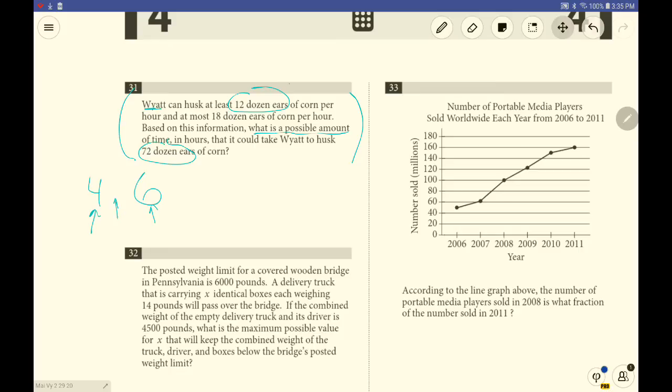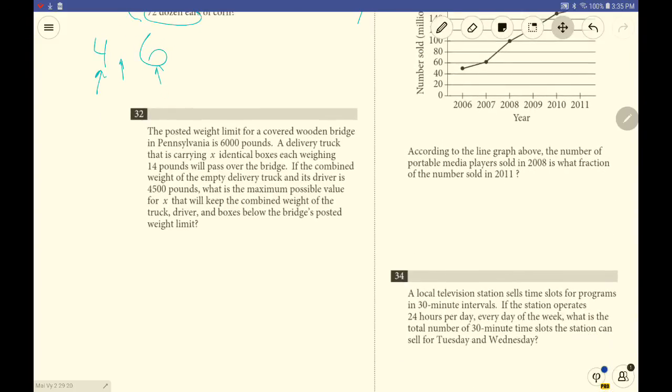So 31 is talking about Wyatt husking the corn. And they talk about Wyatt can do between 12 dozen and 18 dozen. And they want to know an answer for how long it would take him to do 72 dozen. So you can actually pick out the answer. If he's doing 12 dozen per hour, it would take him 6 hours, and that's an answer. You could say, well, if he's doing 18 dozen ears of corn per hour, then it would take him 4 hours. That's another answer. 5 would be another answer. Actually, anything between 4 and 6 would be an answer, because they don't ask for an integer answer.